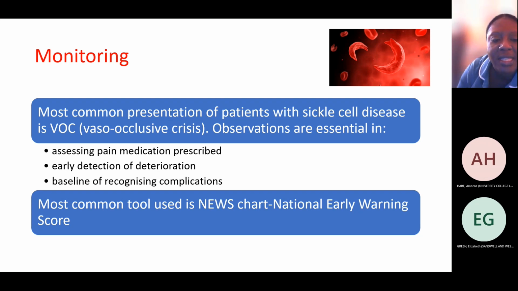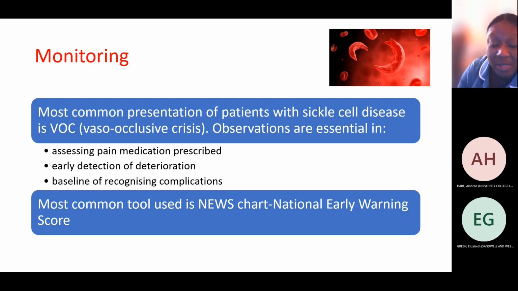Then the most important thing is: what are the observations that need to be carried out for these patients? One thing we're looking for when we're observing patients coming with a vaso-occlusive crisis is, one, assessing pain medication prescribed. Is it effective? Two, early detection of deterioration. Are there things other than a vaso-occlusive crisis going on here that we can see in their vital signs, for example, so that we need to act promptly? And three, a baseline for recognizing complications as well.